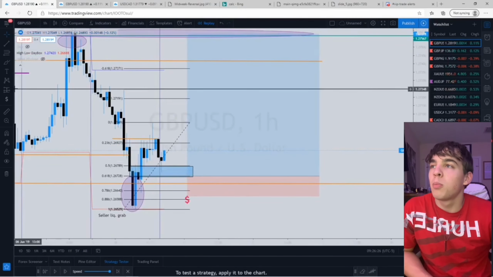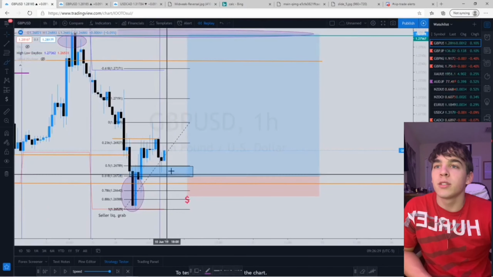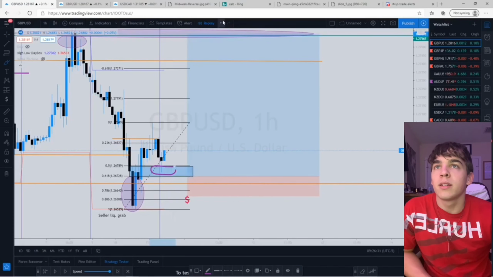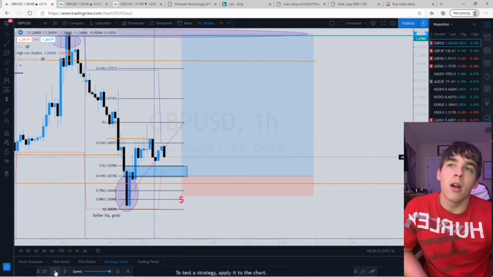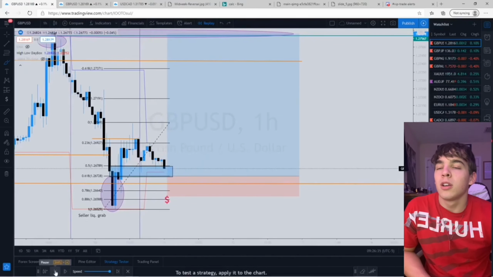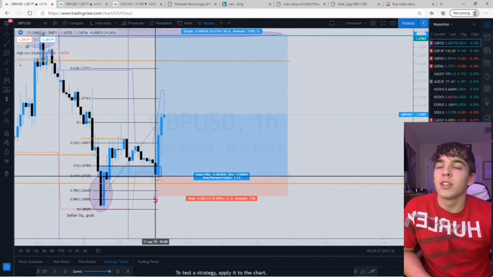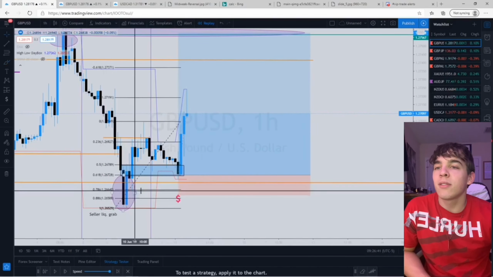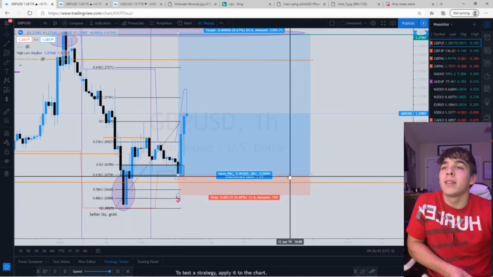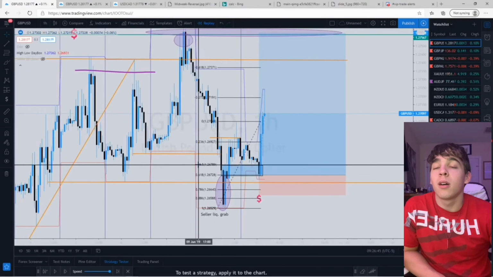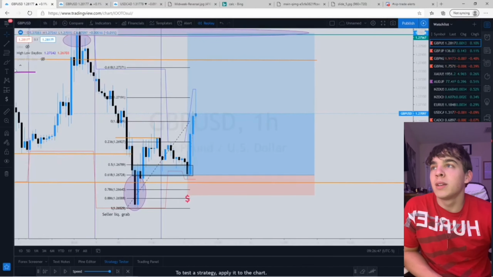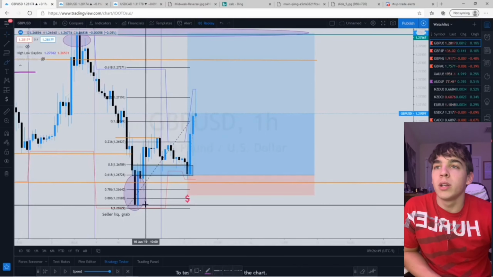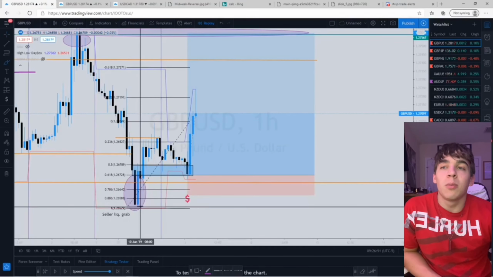So we're just looking for a pullback. Now you could have easily entered right here, but I already saw this setup play out, so I know it comes down and touches the 618 retracement. That's where I would have entered. Once it came past the 786, that would be almost invalidated to me just because of the type of trade setup that I'm approaching, because this is the low of the day, this is the liquidity. We don't know if this is the low of the day, but that's what we're aiming for.